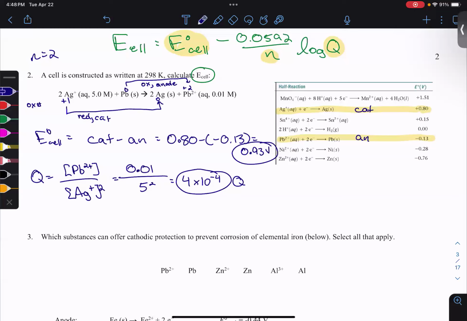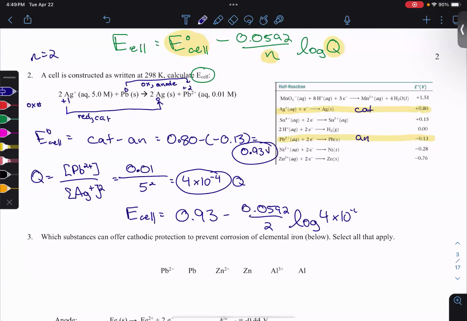So just plug all that in and you'll get an answer. So what we measure is equal to standard 0.93 minus 0.0592 over, what did we say N was? 2, log of a small number, 4 times 10 to the negative 4. And we get a slightly bigger number, 1.03 volts. So a little bit higher than normal, and that's because we packed a bunch of reactant in it.